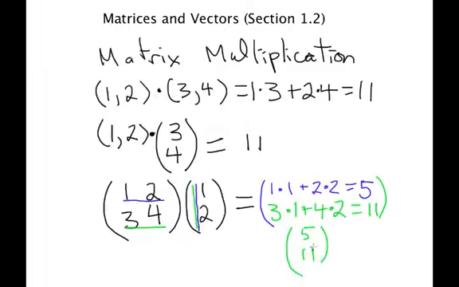And now the answer is a new matrix. This 2 by 2 matrix times this 2 by 1 matrix, or vector, gives us a 2 by 1 answer. Okay, so let's talk about matrix multiplication in general. So let's do an example.